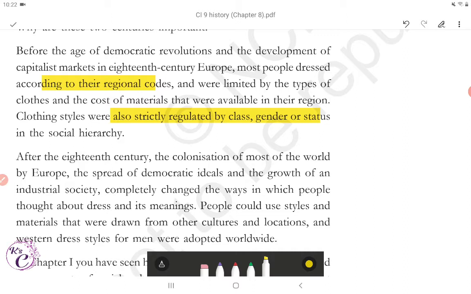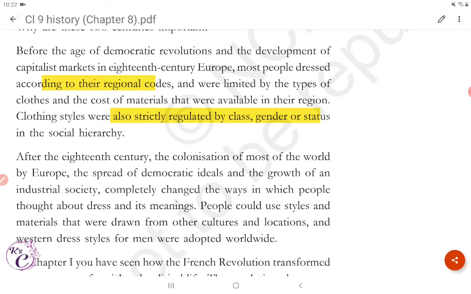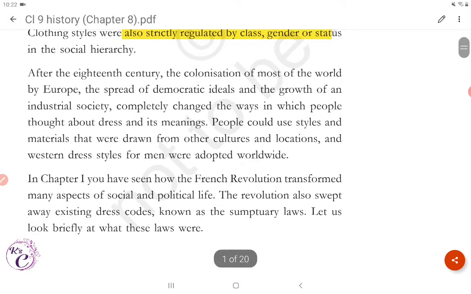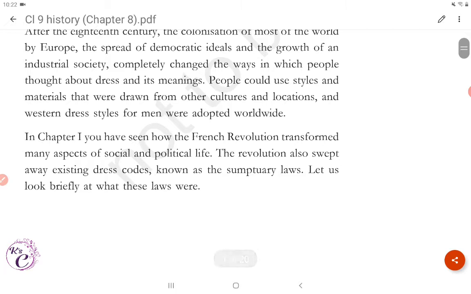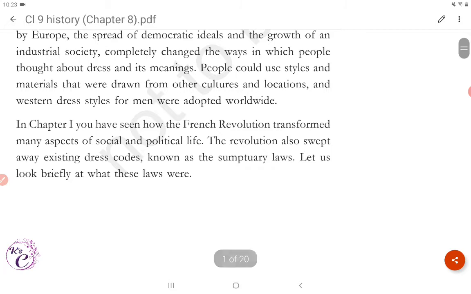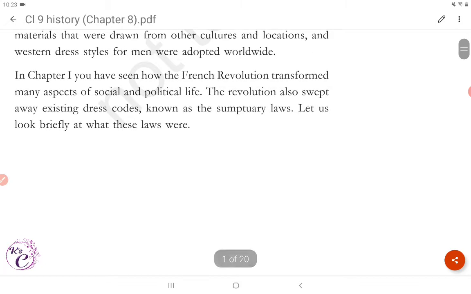After the 18th century, the colonization of most of the world by Europe, the spread of democratic ideals, and the growth of an industrial society completely changed the ways in which people thought about dress and its meanings. People could use styles and materials that were drawn from other cultures and locations, and Western dress styles for men were adopted worldwide. In chapter 1, you have seen how the French Revolution transformed many aspects of social and political life.